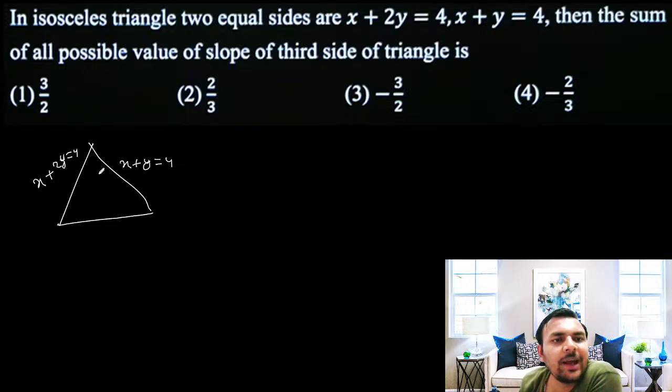So what can happen? Isosceles triangle meaning this angle equal to this angle. Okay.